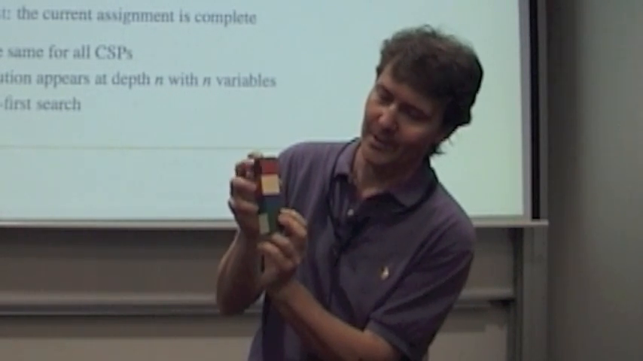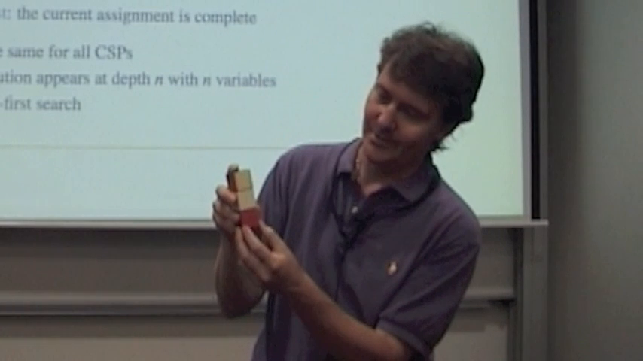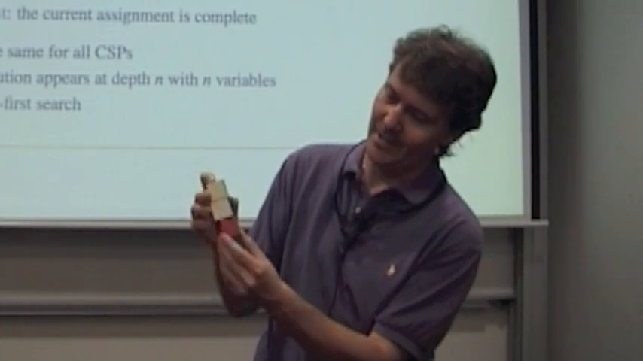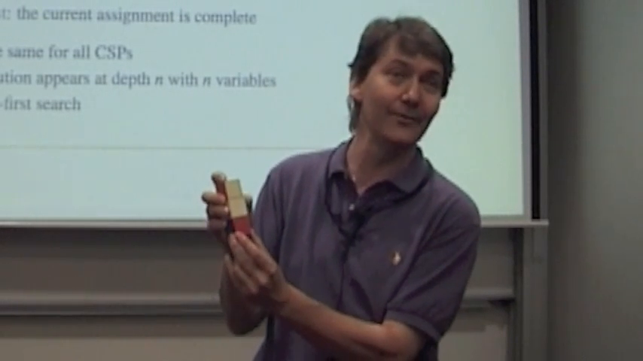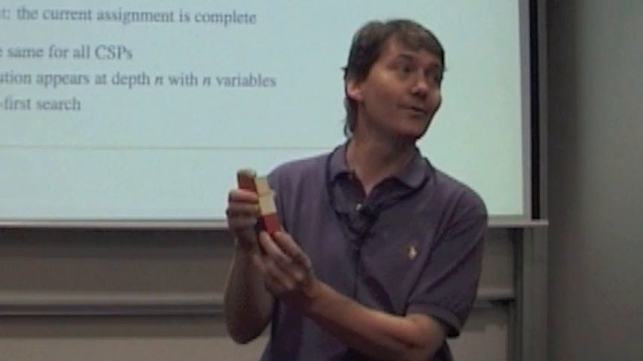On this face I've got red, white, blue and green. Oh, that's interesting, on that face the same. So here I've only got one violation. Here I've got two whites and no green.